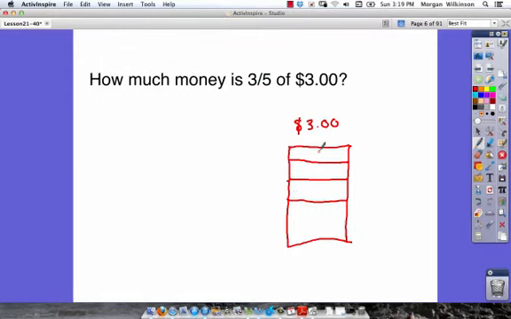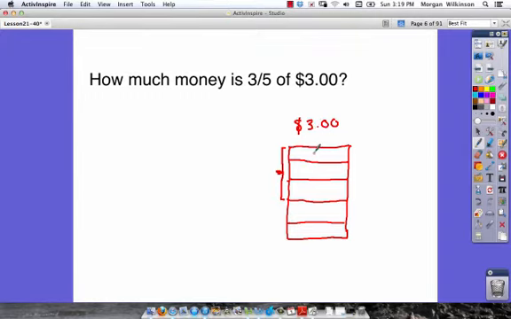5 tells us the whole. So we've got 1, 2, 3. We make one more line, and we've got 5. I'm going to make this a little bit neater on the bottom because we want these to be showing equal parts. If it's not exact, that's okay because we're just drawing it out by hand. So how much money is 3/5 of $3? 3/5 would be our first one, our second one, and our third one. If we put all those together, that's equal to 3/5.